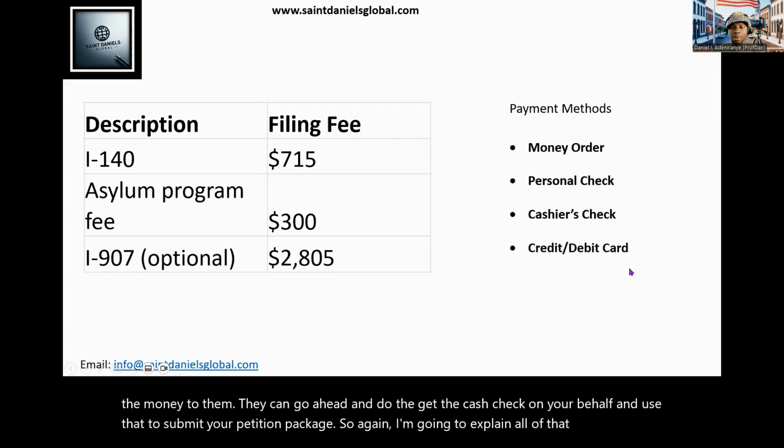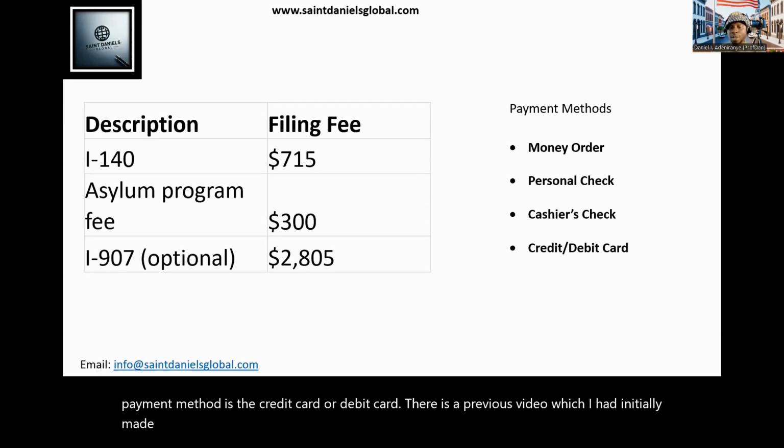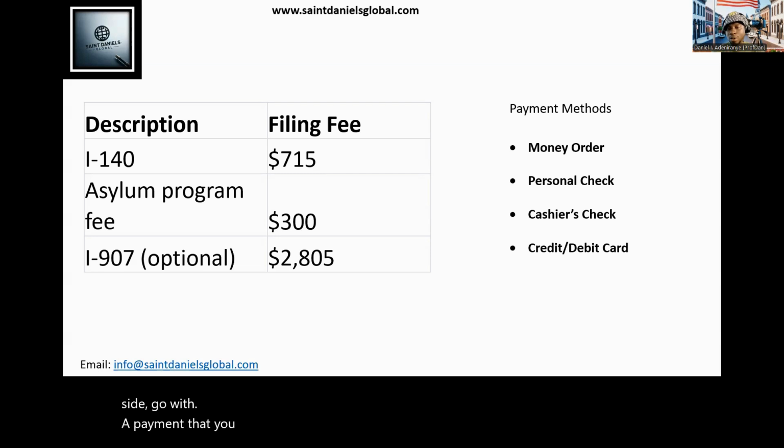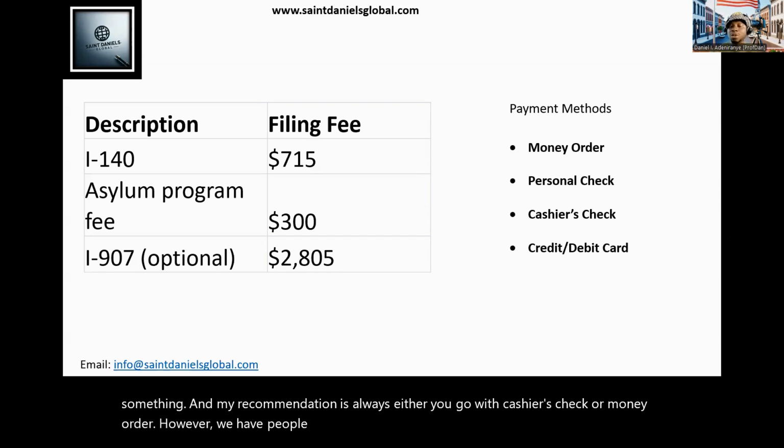Another payment method is the credit card or debit card. There is a previous video which I had initially made on these I-140 payments. And in that video, I did suggest that, to be on the very safe side, go with a payment that you know will not bounce back or will not have consequences of rejection or something. And my recommendation is always either you go with cashier's check or money order. However, we have people that have used credit card and it's been successful if you play the game well and if you do the right thing.